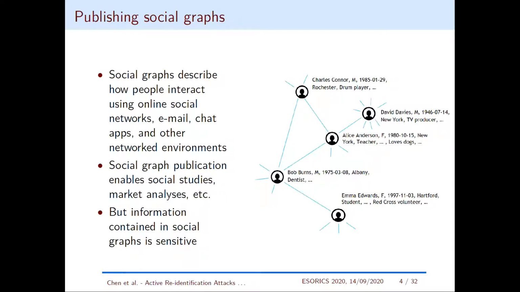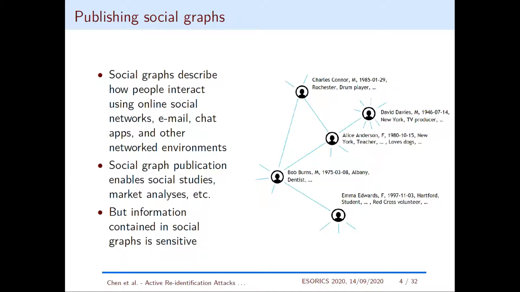Social graphs describe how people interact in many ways and in many scenarios. For example, in online social networks, via email, chat systems, and other environments. In a social graph, vertices represent persons or other entities, and edges represent relations between these entities. Additionally, both the edges and the vertices may have attributes. Social graph publication enables a number of studies, either in the social sciences, marketing, etc.